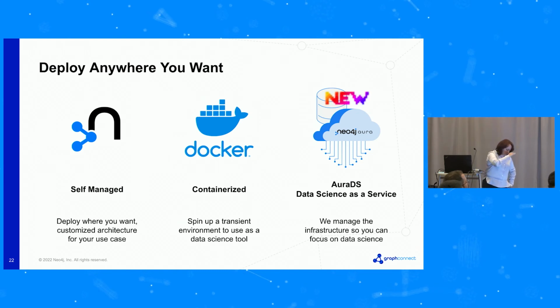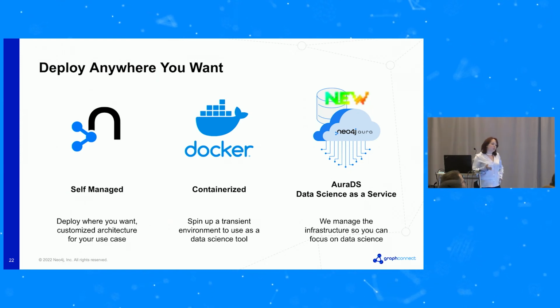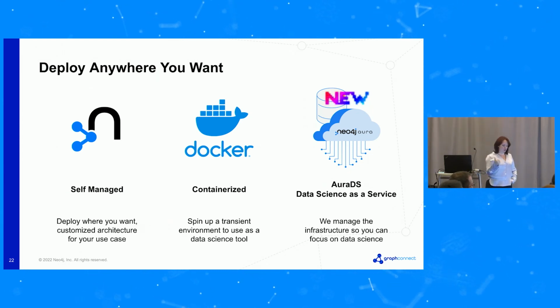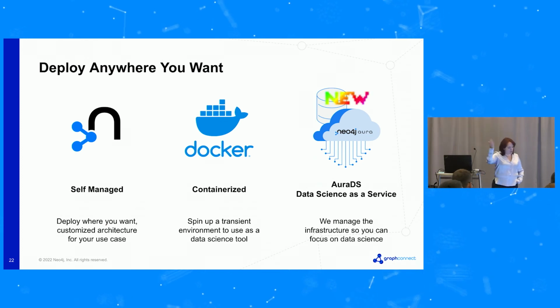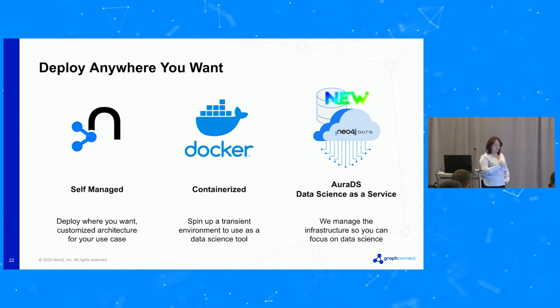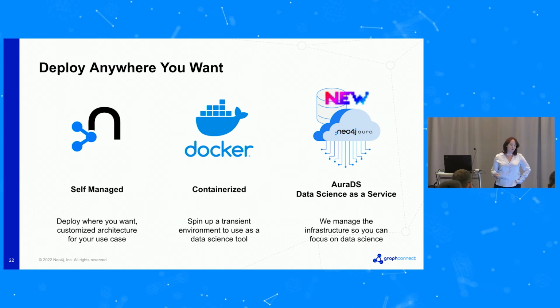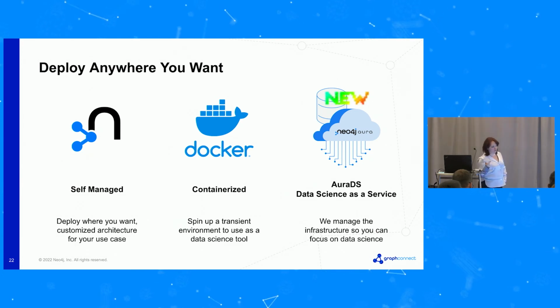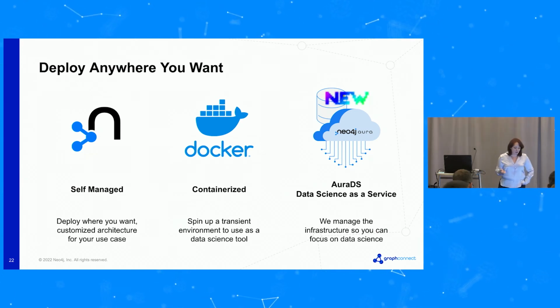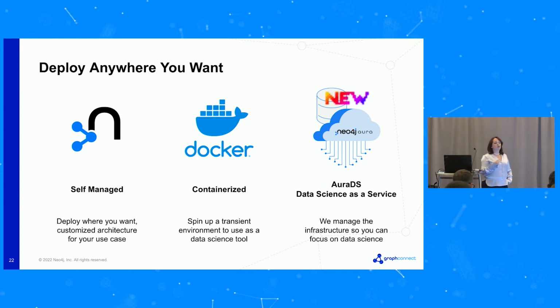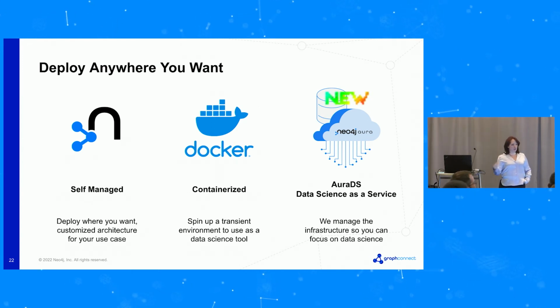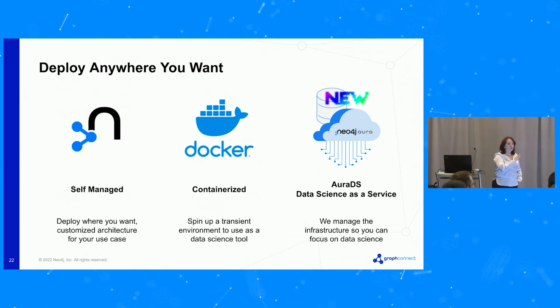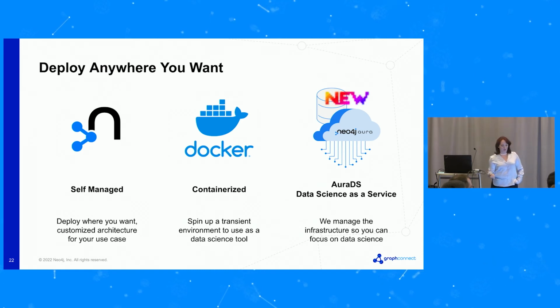Okay, cool. So you choose your architecture. You can deploy where you want, right? We have self-managed GDS, where you can get the binary, deploy it on your cloud of choice or on-prem, and choose the architecture you need. We have Docker images. A lot of people who want to use GDS transiently or just experimenting use Docker. It's a great way of getting a pre-configured environment.